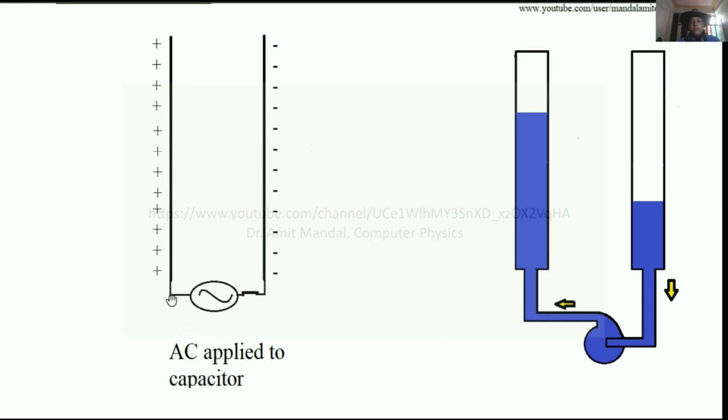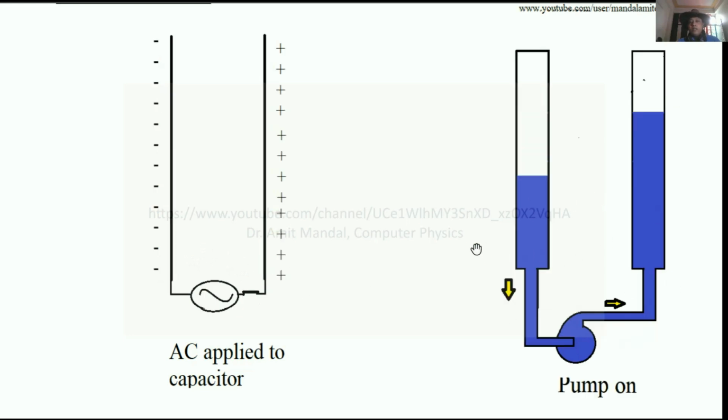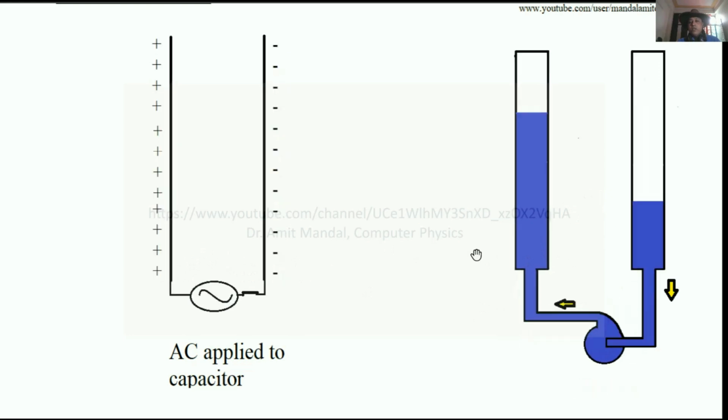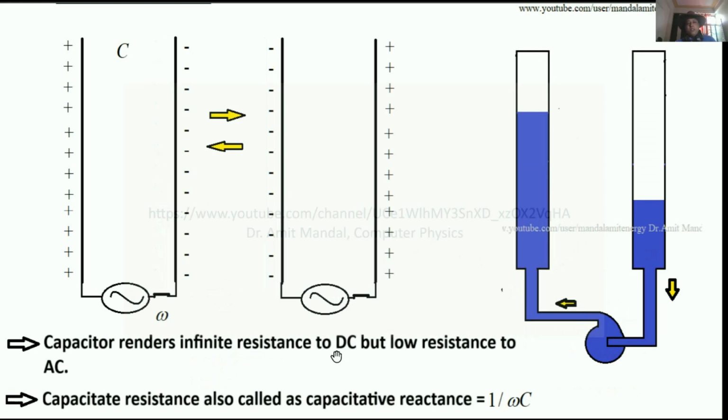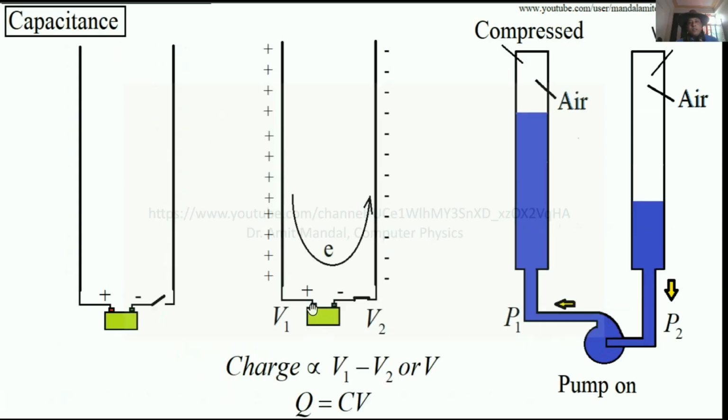In AC, the terminals frequently change, meaning plus minus, minus plus, plus minus, minus plus. If we take the pump analogy again, it is like this: we are just reversing the flow direction continuously. So what we have learned is that a capacitor renders infinite resistance to DC. Infinite resistance means that once the capacitor is fully charged, this parallel plate capacitor will act as an infinite resistance, and no more current will flow.